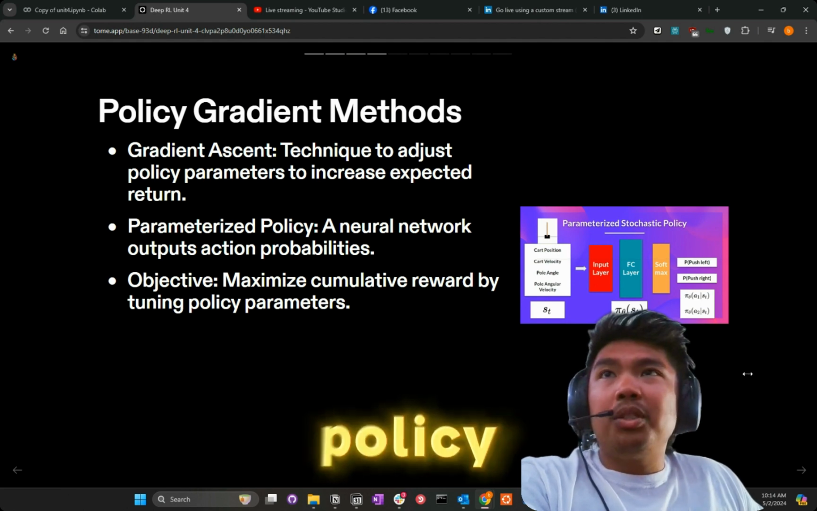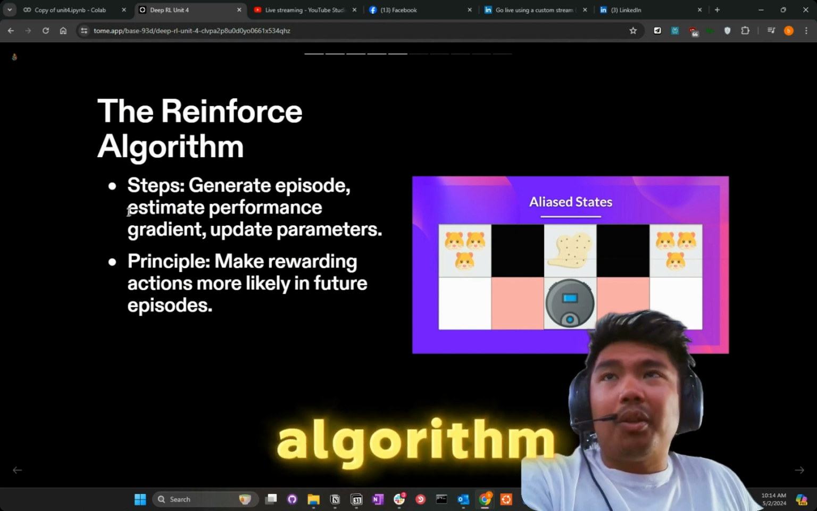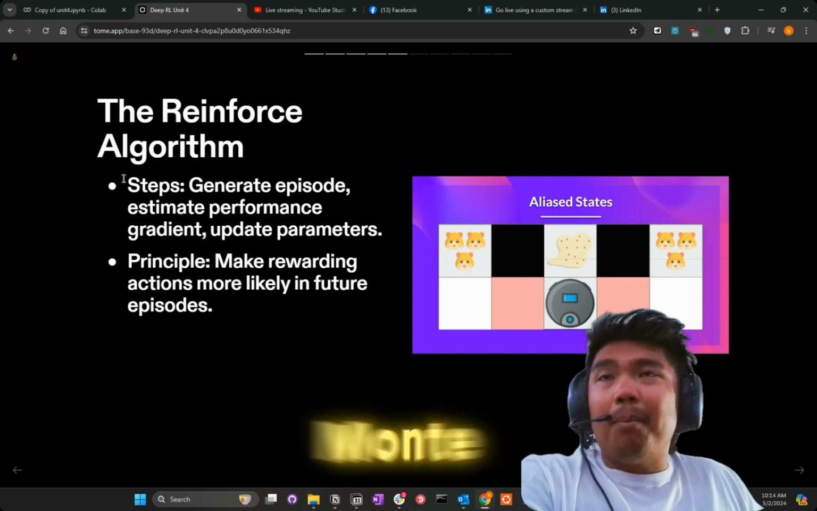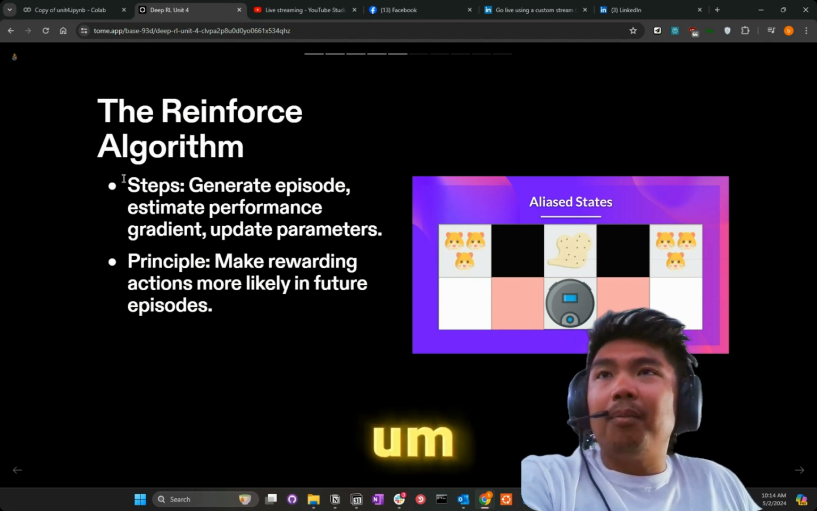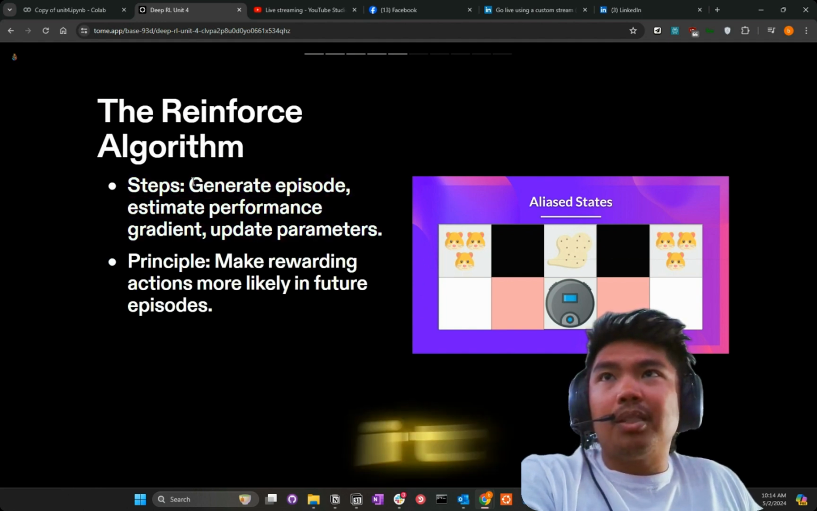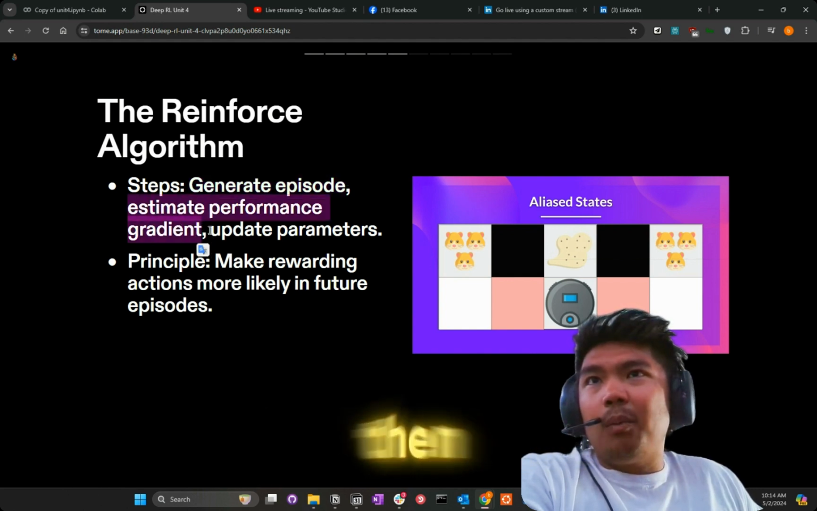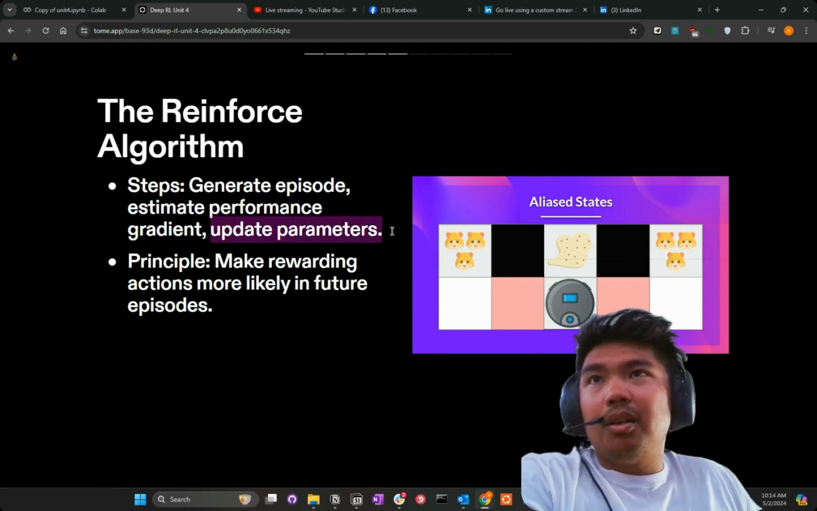So that is policy gradient methods. We're introduced to this REINFORCE algorithm. This is the Monte Carlo algorithm. The basic steps, just to keep it simple, are we generate an episode, we estimate the performance gradient, and then we update the parameters.